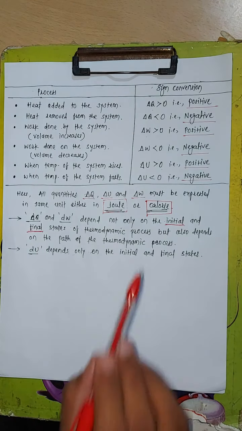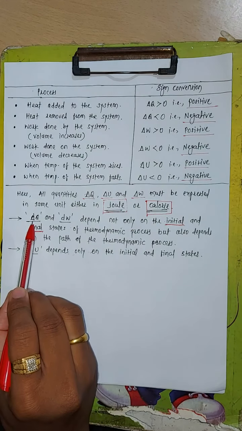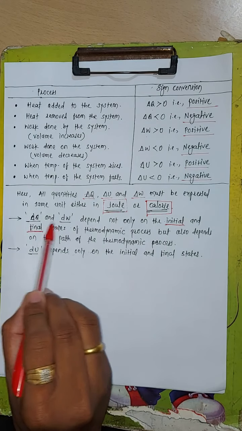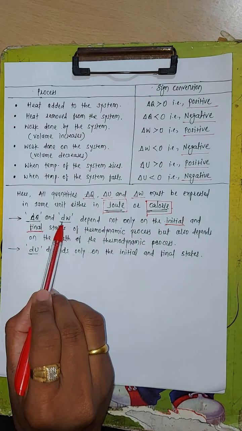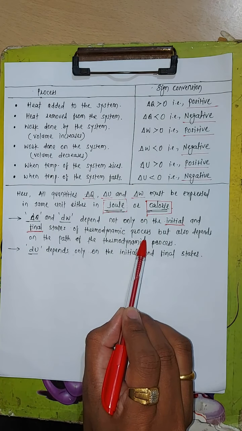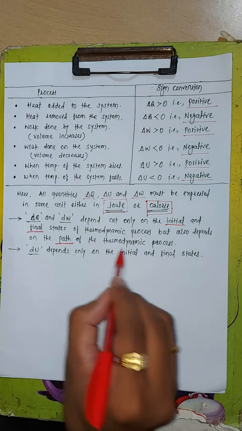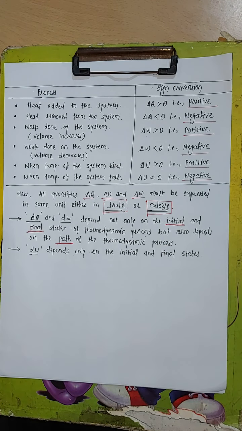So each and every thermodynamic process has initial and final states, and between those initial and final states, the thermodynamic process has paths. Okay, so the amount of work done and the amount of heat, both quantities depend on the initial and final states of thermodynamic processes, and also on the path of that thermodynamic process. So for your MCQ type questions, this particular line is very important.